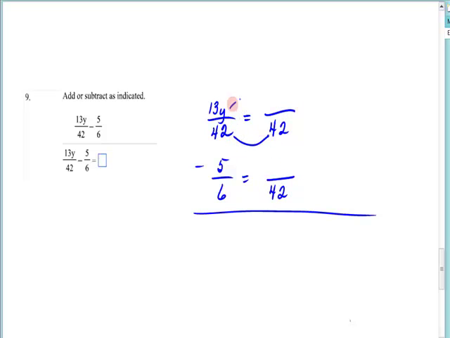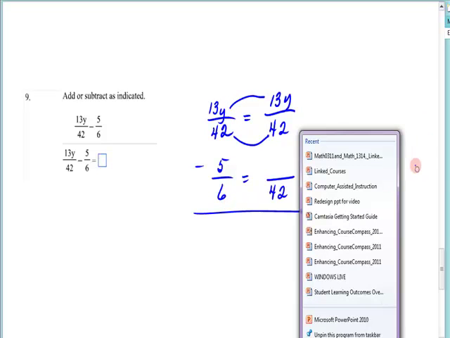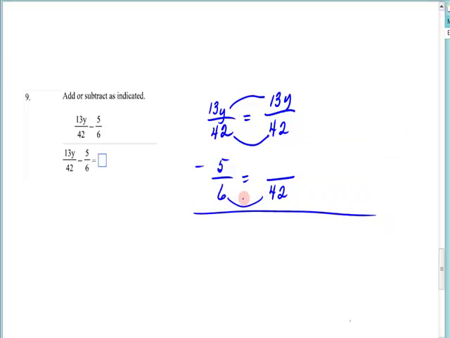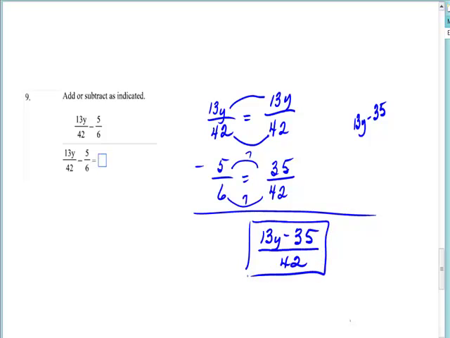No change in the 42, so no change in the 13y. 6 goes into 42 7 times, and 7 times 5 is 35. It is subtraction. I need to take 13y and subtract 35. Once again, those are not like terms. So I'm stuck with 13y minus 35 all over 42. Done.